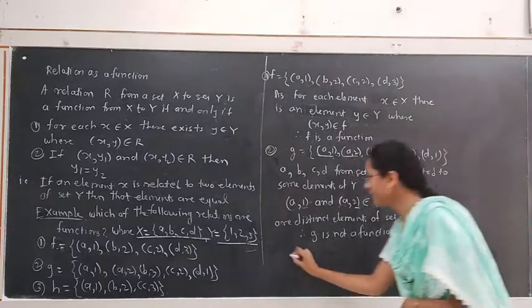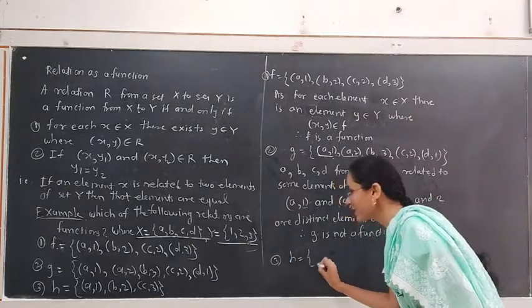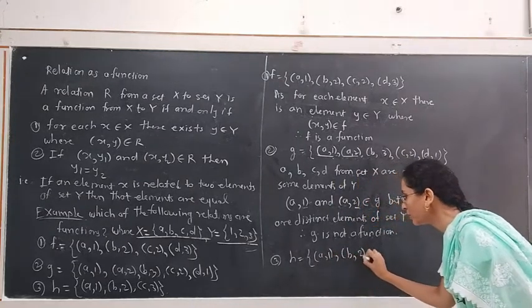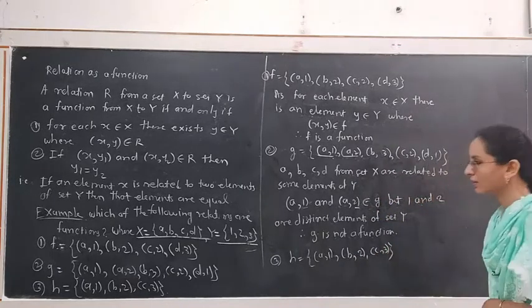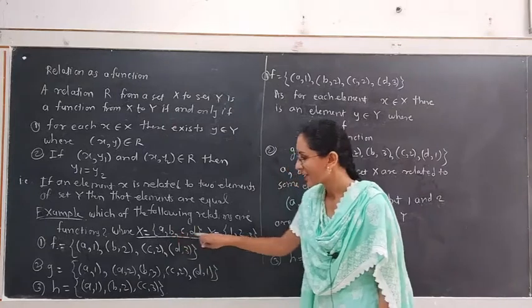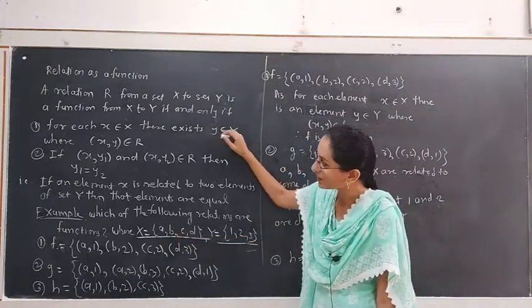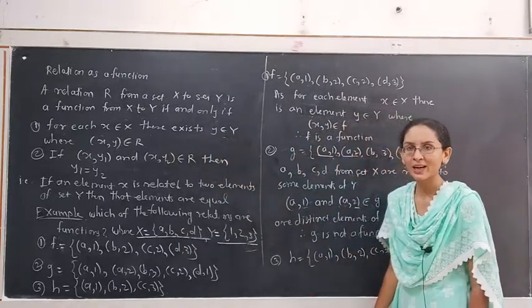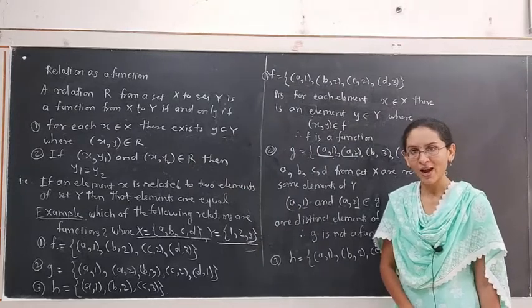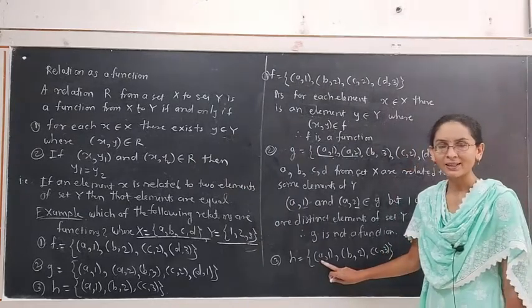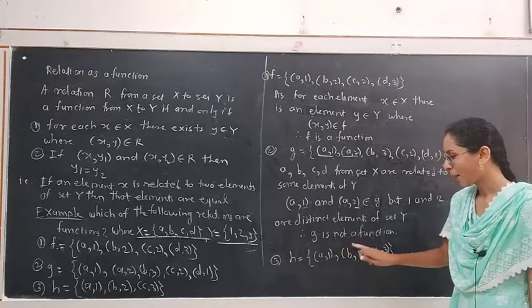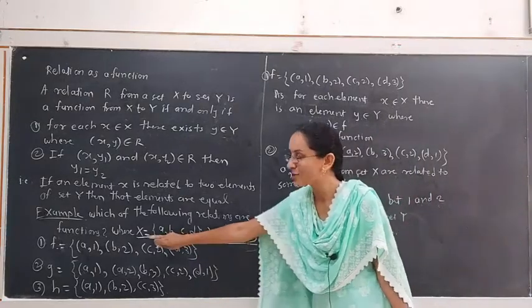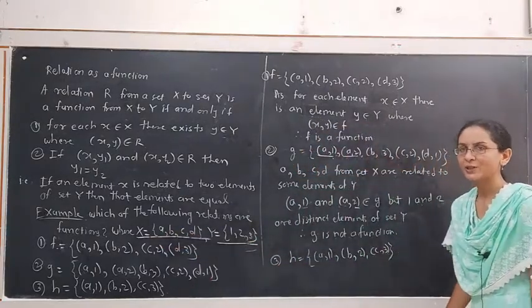The last relation is given as H. It is defined by the ordered pairs (A,1), (B,2), (C,3). The X set contains 4 elements A, B, C, D. The first point of this definition is: for each x belongs to X, there exists y belongs to Y. This means every element of set X should be related to some element of Y. Here only 3 elements are related to elements of Y: A related to 1, B related to 2, C related to 3. But the element D belonging to set X is not related to any element of set Y.